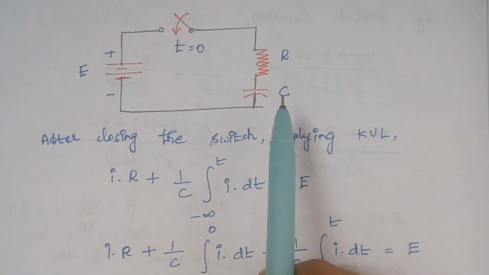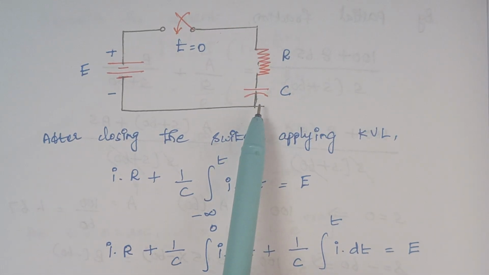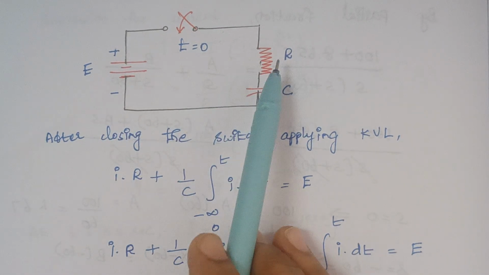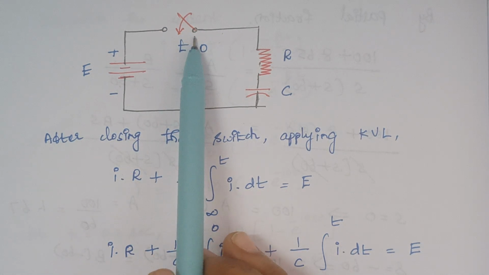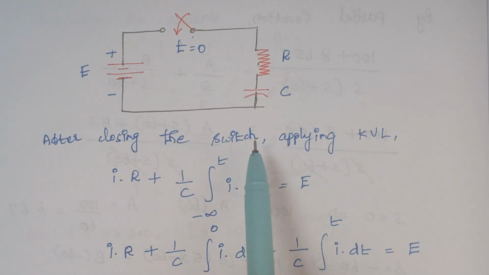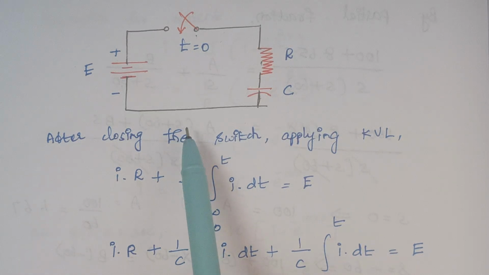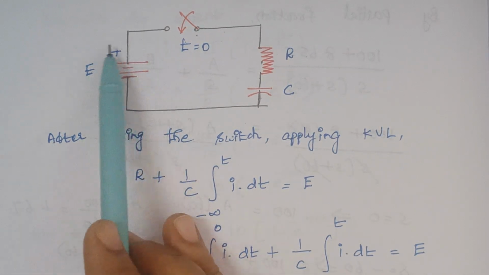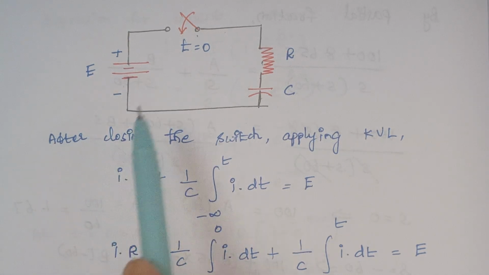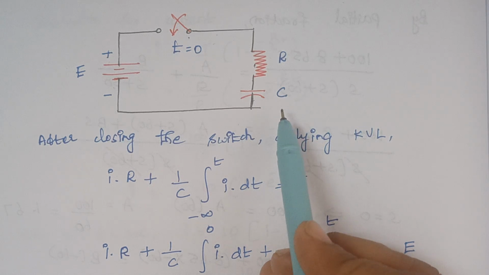So this is the circuit diagram. Here you see all these three elements are connected in series, and the source voltage and the RC are separated by a switch. After closing the switch, we apply Kirchhoff's voltage law, KVL. The expression is: the sum of voltage drops is equal to the sum of voltage rises in a closed circuit. Here the voltage rise is our source voltage E, and the voltage drop is the voltage across the resistor and the capacitor.